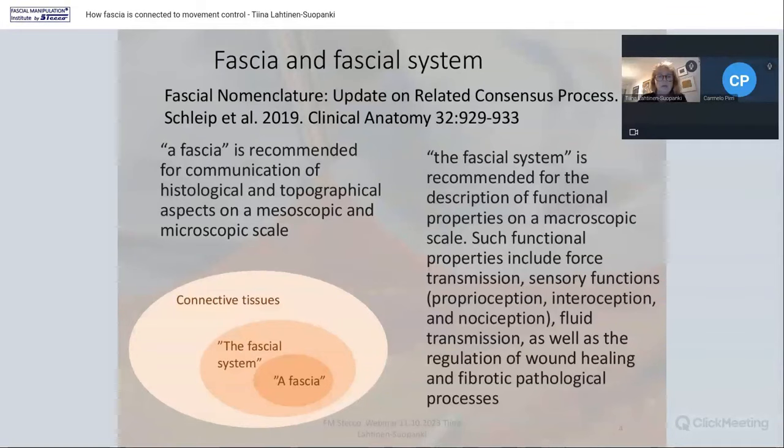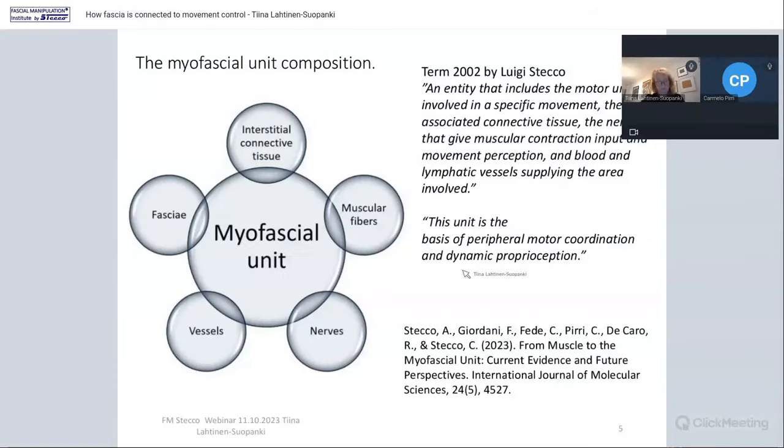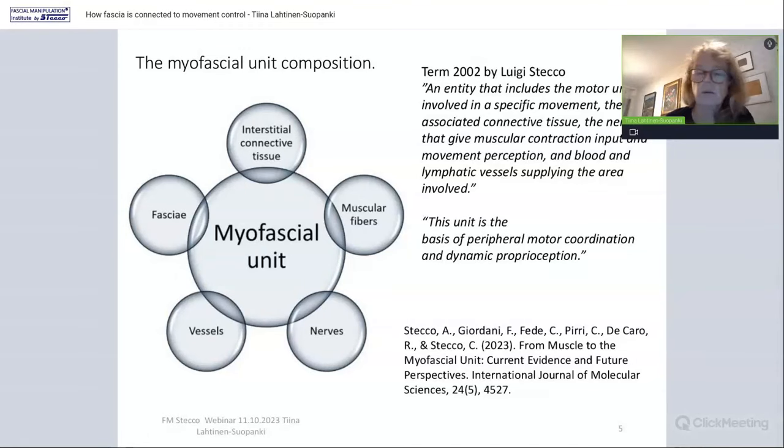5. There is a very nice, quite new article about the myofascial unit. When we're looking at the functional unit and especially movement, then in the myofascial unit there are, of course, the motor units working according to the movement direction, but then also the nerves and the connective tissue inside, which is very important in force transmission and in giving the surroundings to the receptors.